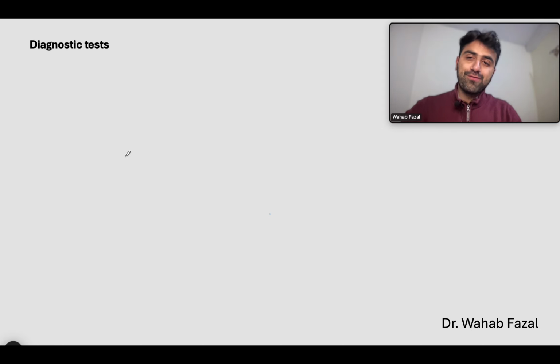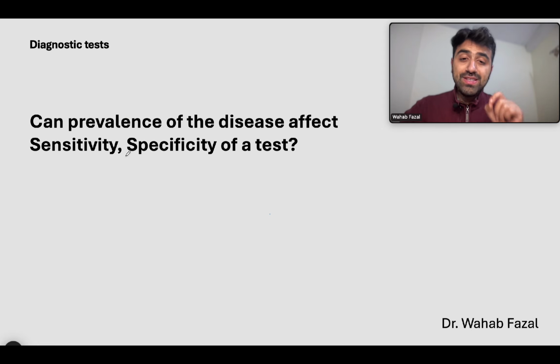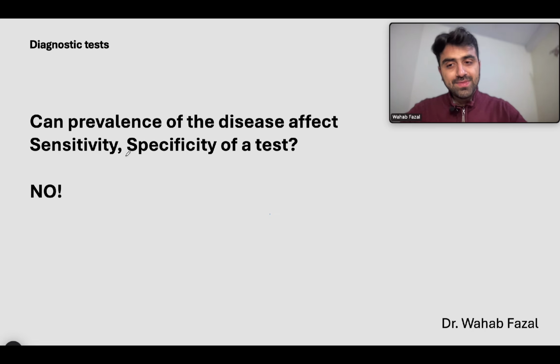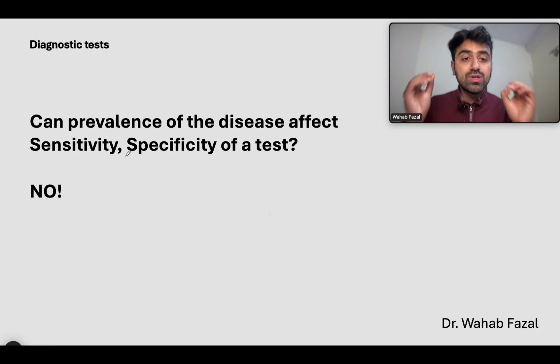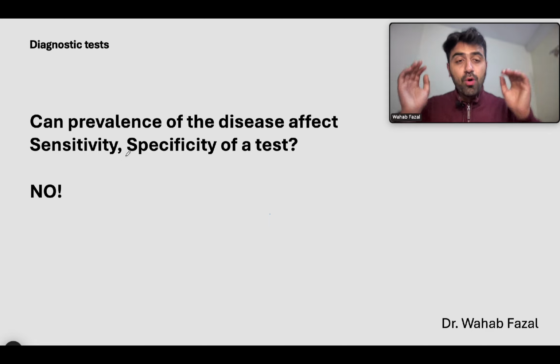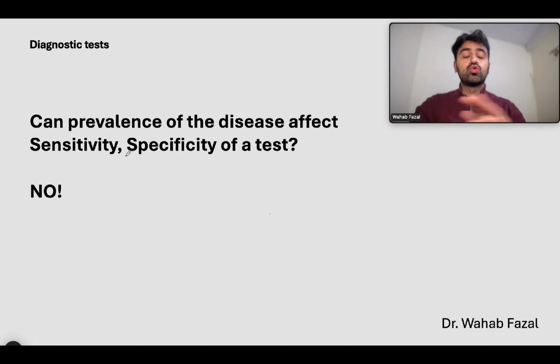Now I have a question for you. Can the prevalence of a disease affect the sensitivity or specificity of a test? The answer to this question is no. These values, the sensitivity and specificity of the test, are inherent to the diagnostic test, the diagnostic capability of the test itself. The prevalence of the disease and the population characteristics do not matter. They do not affect the sensitivity and specificity of a test.